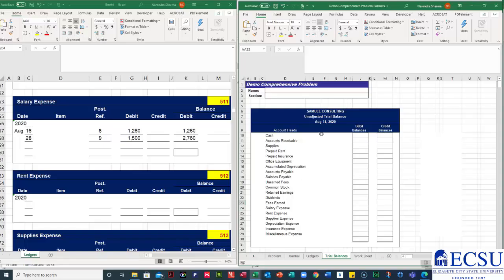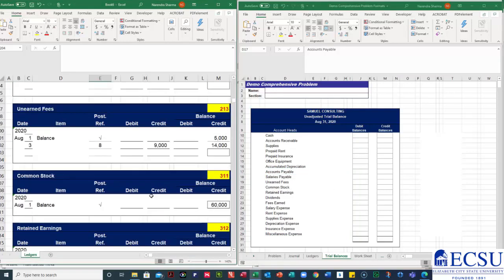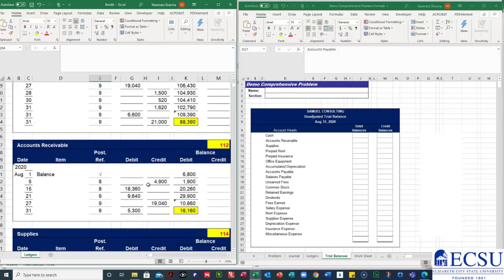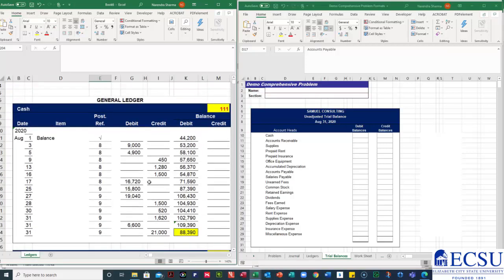So I have already typed out all the ledger accounts. That's what I would do if I'm given a chart of accounts. I'll type out all the accounts according to the chart of accounts and put it here so that I don't have to redo that again and again. So let's start with the ledger balances.